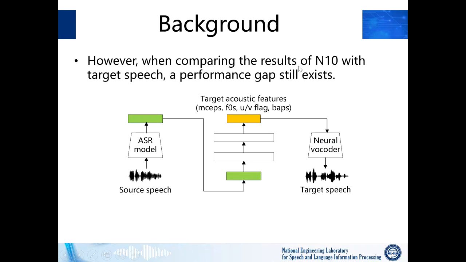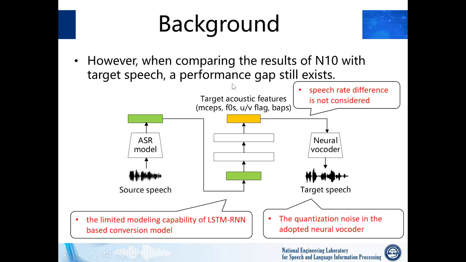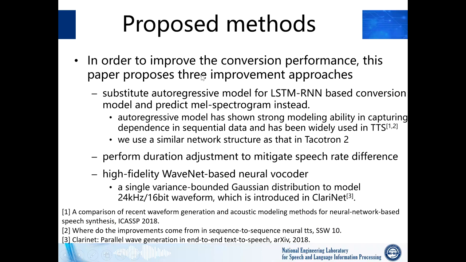However, when comparing the results of this system with the target speech, a performance gap still exists. This may be due to several modeling insufficiencies in the system, such as the limited modeling capability of the LSTM-based conversion model, the quantization noise in the adopted neural vocoder, as well as that speech rate difference is not considered in this system. So, in order to improve the conversion performance, this paper proposes three improvement approaches.